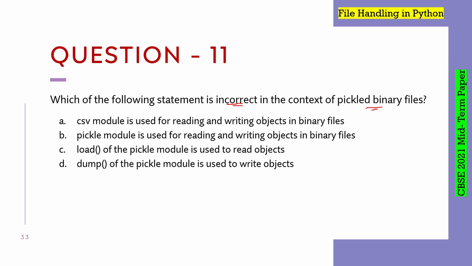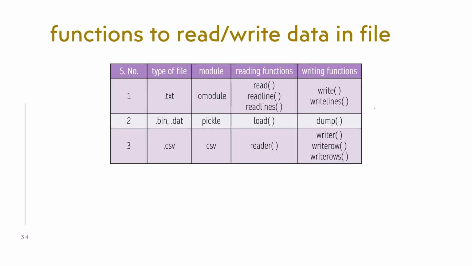So in order to answer this one, first of all, we need to be aware of what are the different types of files we have in our curriculum, what are the associated modules with them, and what are the reading and writing functions we have for these particular files. So I want you to take a look at this table and take a note of it as well. The first file we have is the .txt file, which is a part of the text file, और इसका एसोसिएटेड मॉड्यूल है आपका IO मॉड्यूल. ये मॉड्यूल क्या होता है आपका पाइथन का बाय डिफॉल्ट मॉड्यूल होता है. इसको आपको इंपोर्ट करने की जरूरत नहीं होती.